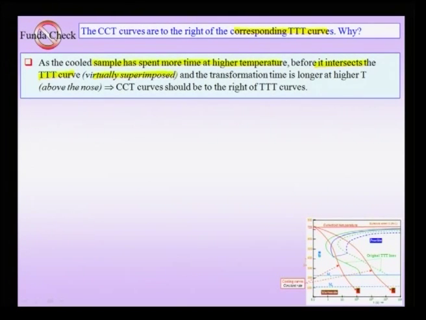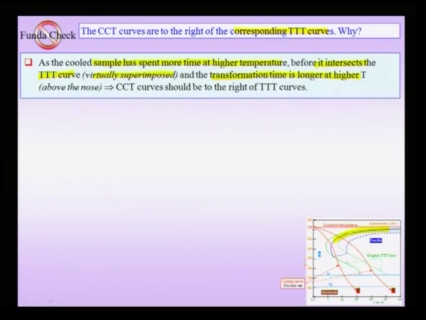That means, since I am using cooling rate, I have to actually talk about intersection with the CCT curve and not the TTT curve. The transformation time is longer at higher temperatures. We know this from the curves, that if I go to higher and higher temperatures before the nose, then I note that it takes longer and longer time for the transformation to take place.